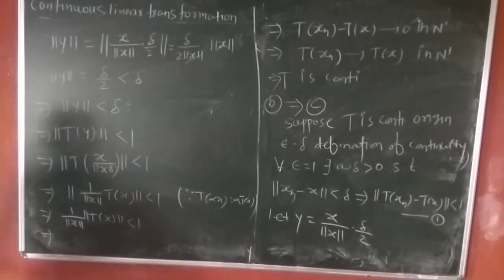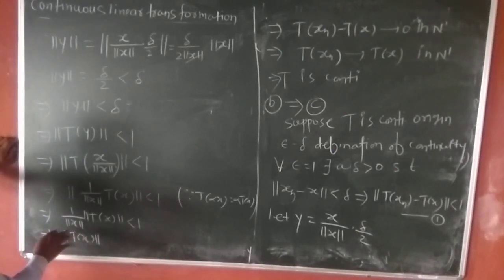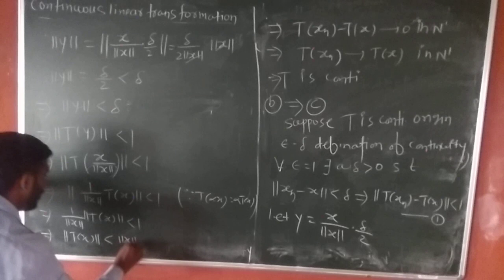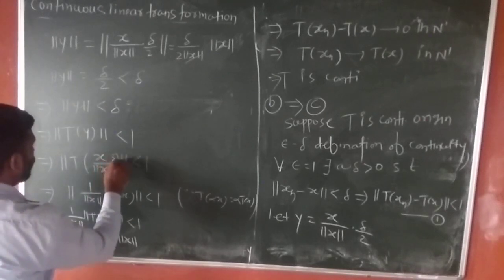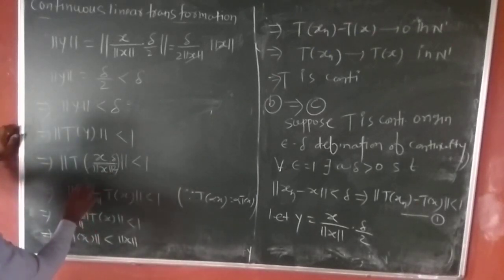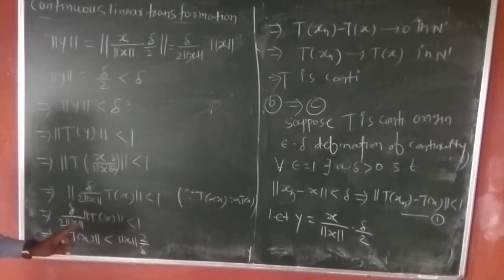So for norm of T of x, we can multiply on both sides by norm of x. Then norm of x cancels on one side, and on this side we have norm of x. So norm of T of x is less than norm of x. Sorry, here there should be delta by 2. Here again delta by 2, so on this side we get 2 upon delta.